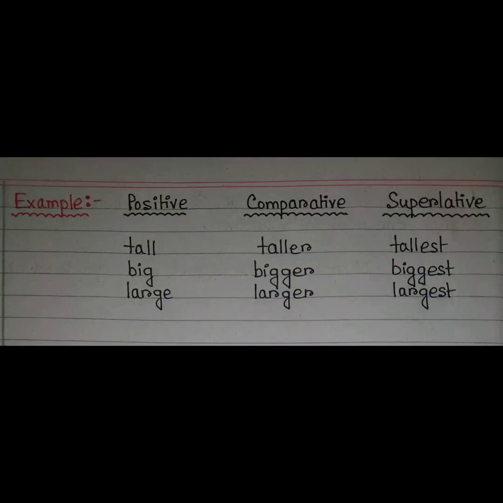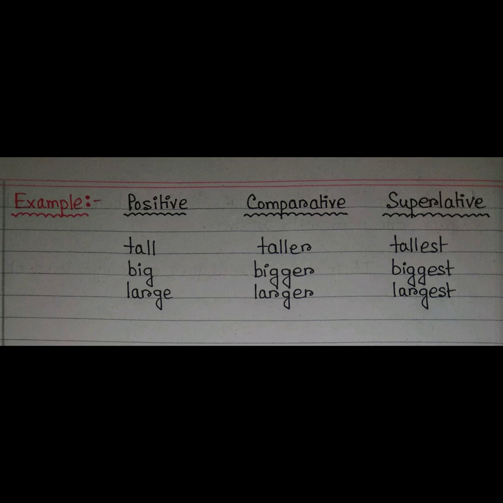Tall, here tall is positive. Taller, taller is comparative, and tallest, it is superlative. Now I am telling you 3 sentences. It will be easier for you to understand what is positive, what is comparative and what is superlative. So, Ram is a tall boy. Here is no comparison. Ram is a tall boy. Tall is an adjective.